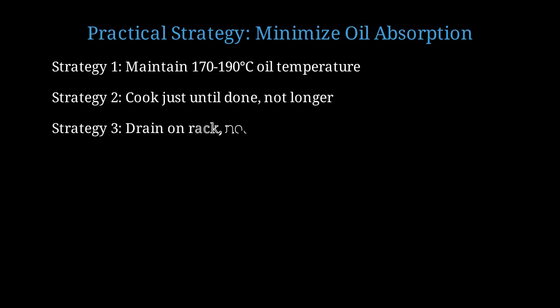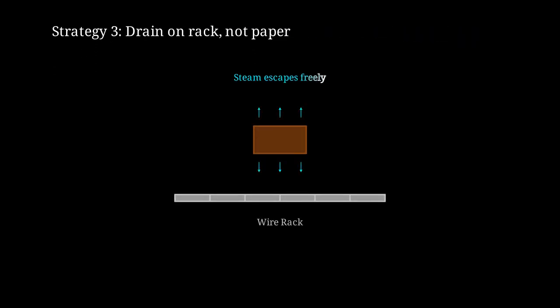Drain on a wire rack, not paper towels. Paper towels trap steam, which condenses and creates the vacuum effect. A rack allows air circulation. On a wire rack, steam can escape in all directions. This prevents pressure buildup and subsequent vacuum formation. Less vacuum means less oil sucked in.